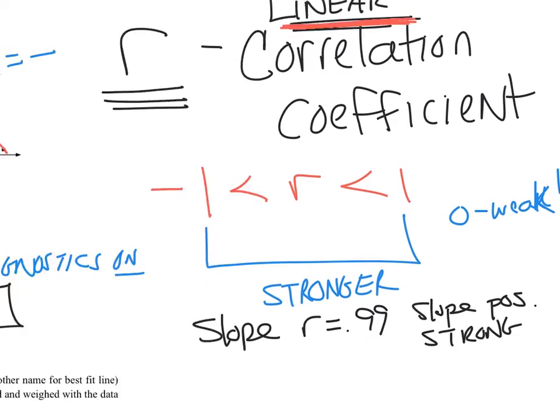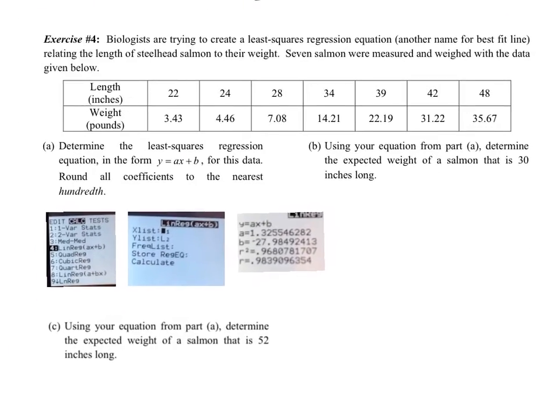So let's go ahead and take a look at our first linear regression. Biologists are trying to create a least squares regression, so another name for linear regression, equation, another name for line of best fit, relating the length of the steelhead salmon to their weight. 7 salmon were measured and weighed with the data below. So you'll notice in the table, what you need to copy down is the length in inches, and here are the length of the salmon, and the weight of the salmon in pounds, and those units are important. So part A says determine the least squares regression in the form y equals ax plus b for this data. Round all coefficients to the nearest hundredth.